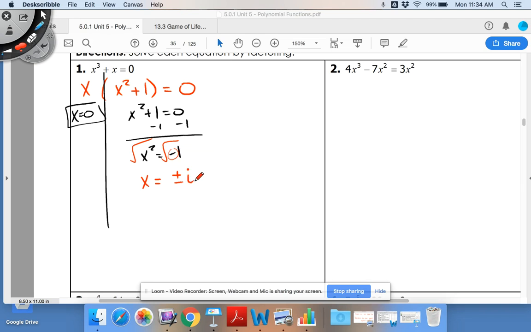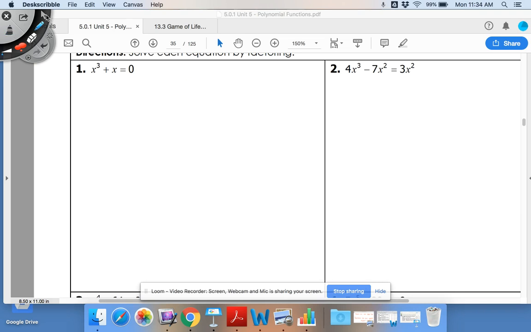So I could leave it like this. I could put a 1 right here. Either way would be okay. And kind of the more formal way to write it would be like this. I'll be okay though if we just box in our answers. So that's the first one.